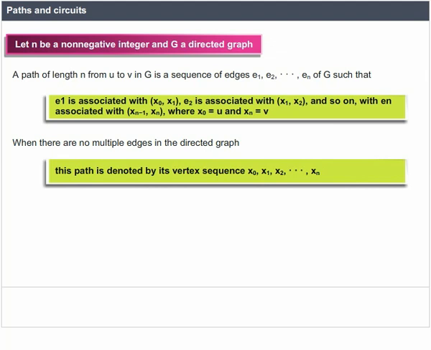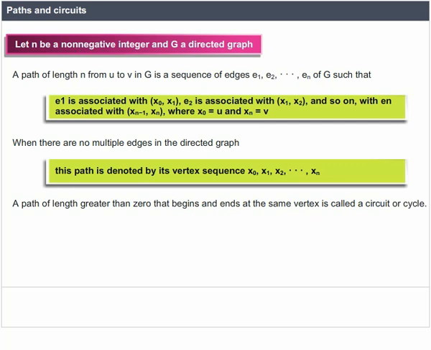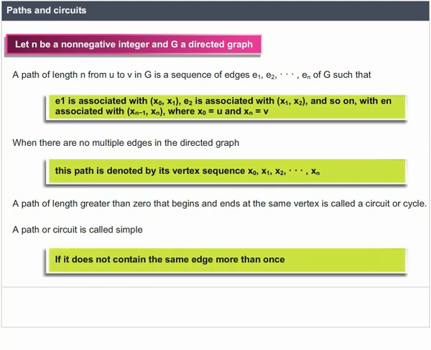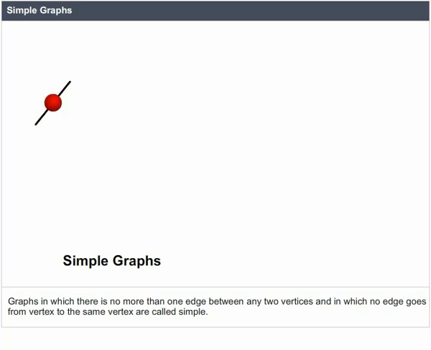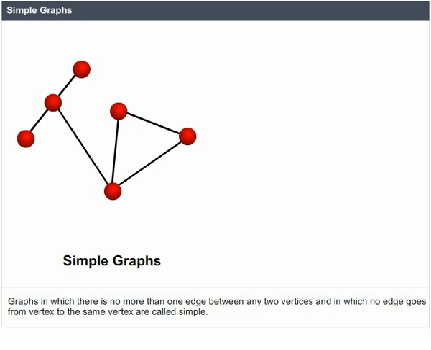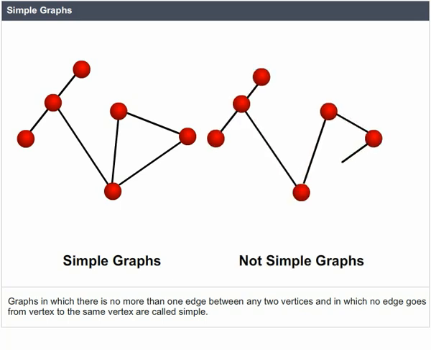A path of length greater than 0 that begins and ends at the same vertex is called a circuit or cycle. A path or circuit is called simple if it does not contain the same edge more than once. Simple graphs. Graphs in which there is no more than one edge between any two vertices and in which no edge goes from a vertex to the same vertex are called simple.